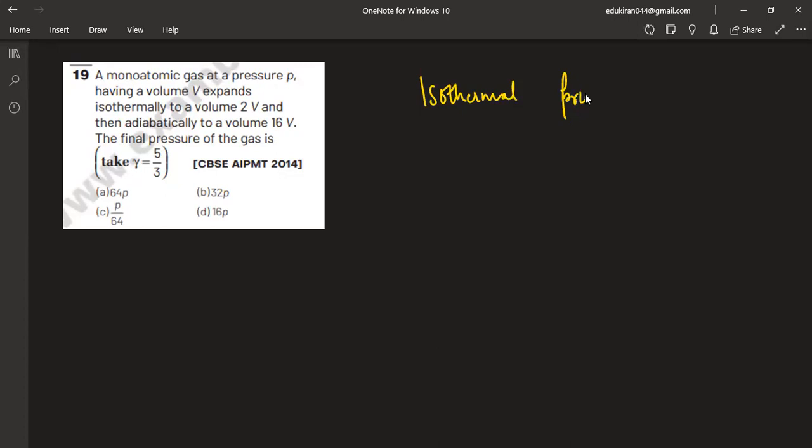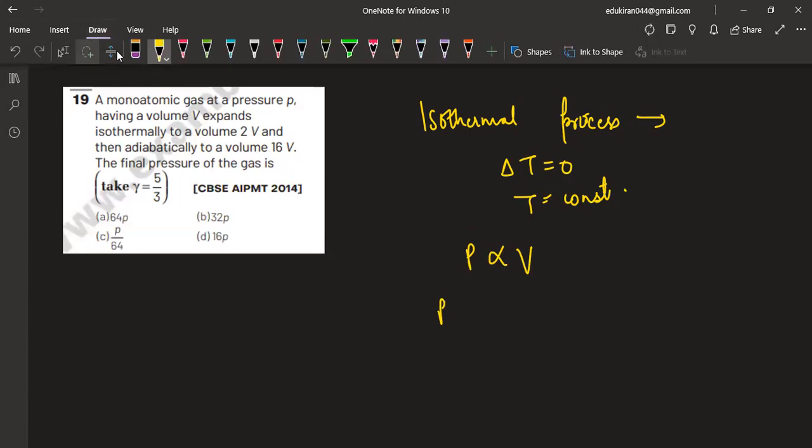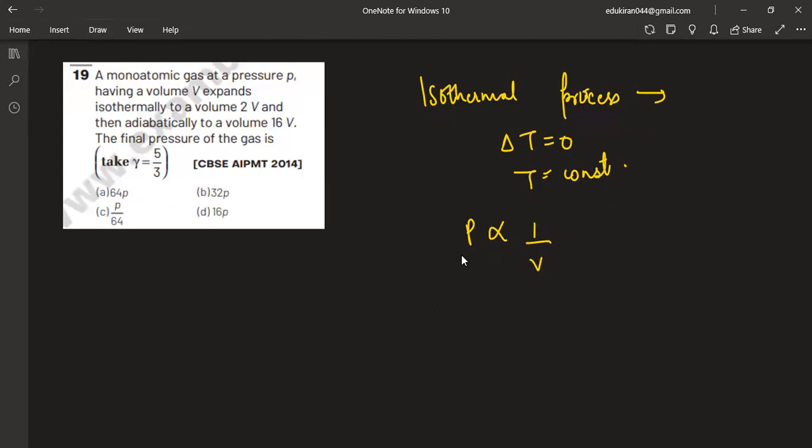For an isothermal process, delta T is 0. Temperature is remaining constant. All this we'll discuss in today's class in kinetic theory. That's why I want to do kinetic theory first. So in this situation, pressure and volume are inversely proportional to each other. So P1 V1 is equal to P2 V2, because from here you can conclude that PV will become constant.